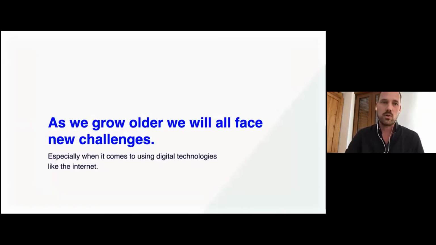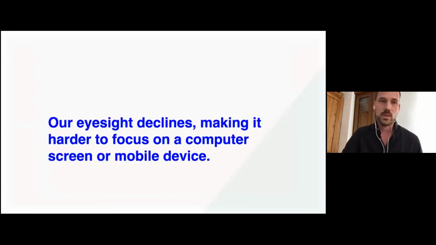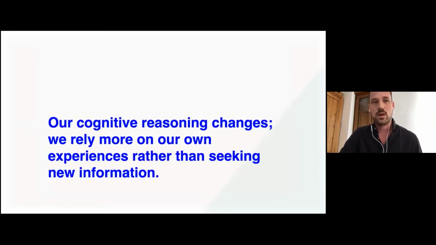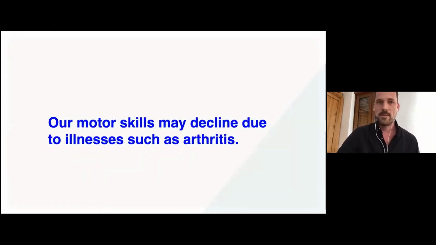As we all grow older, we will face new challenges when it comes to using digital technologies like the internet. Our eyesight declines, making it harder to focus on a computer screen or mobile device. Our concentration wanes. We will find it harder to remember where we saw something. Our cognitive reasoning changes. We rely more on our own experiences rather than seeking new information because it's harder to recall and process it. And our motor skills may decline due to illnesses such as arthritis, making hand-eye coordination harder.